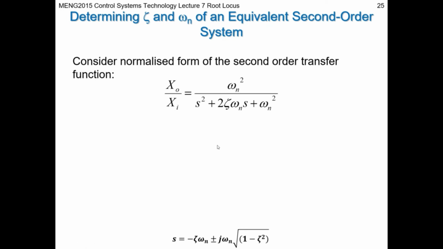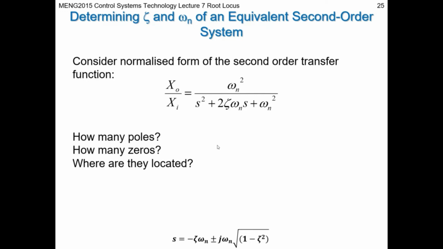Let's consider a normalized form of the second order transfer function. So we've now taken our fourth order system, we're approximating it down and saying those second order roots are the ones that are dominating. And because it's second order, we're going to approximate the system to being a second order transfer function. We have a standard or normalized form of our second order transfer function. It looks like this. We've dealt with this before.